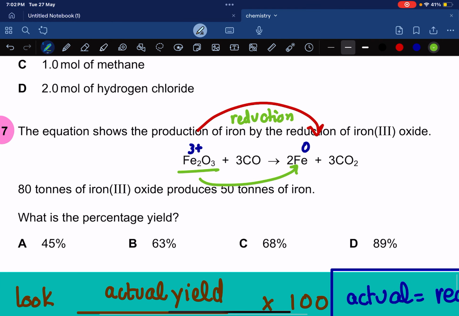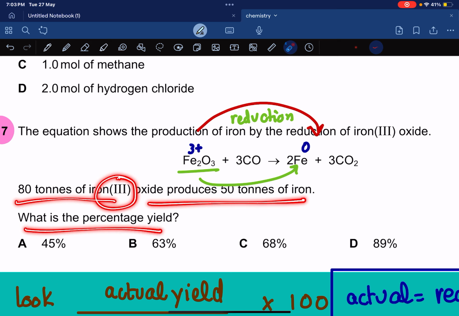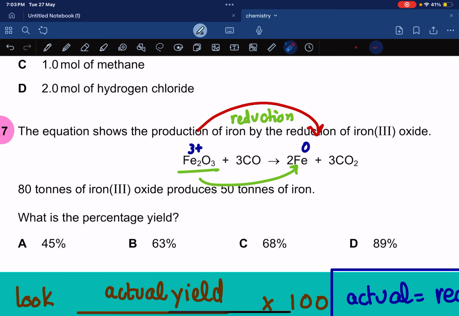Now let's look at what the question is asking. 80 tons of iron(III) oxide produces 50 tons of iron. What is the percentage yield? I guess many people get confused with this. Now I need to explain one thing to you guys. 80 tons of iron(III) oxide is what we have taken.